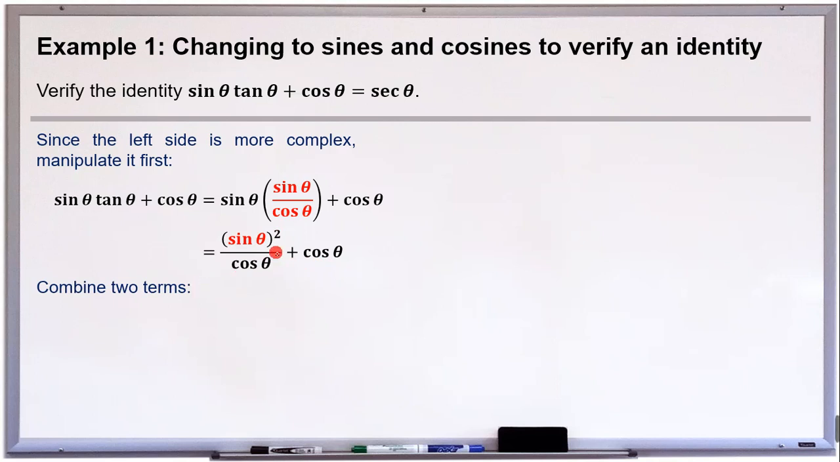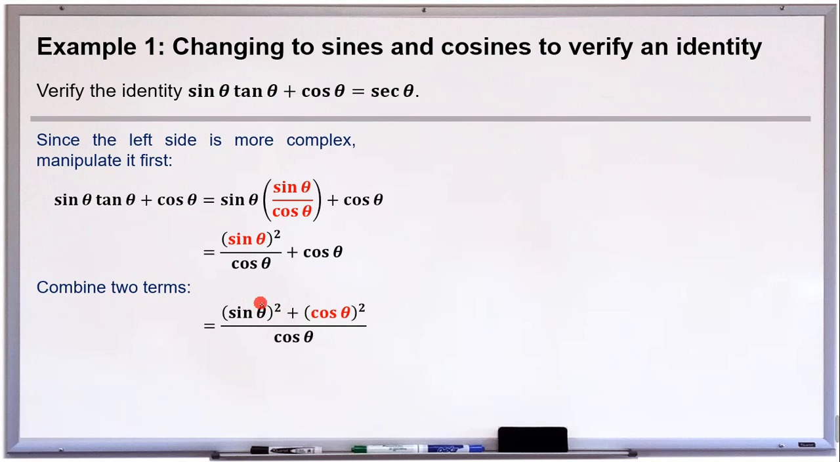Next is to combine the two terms. The LCD for the two terms is cosine theta. So the first term in our numerator is sine theta squared. Then on the second term, you have cosine theta divided by 1. That's cosine theta multiplied by cosine theta. So you will end up with cosine theta squared.